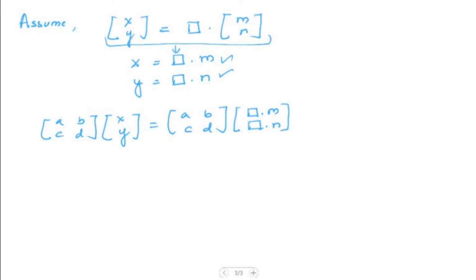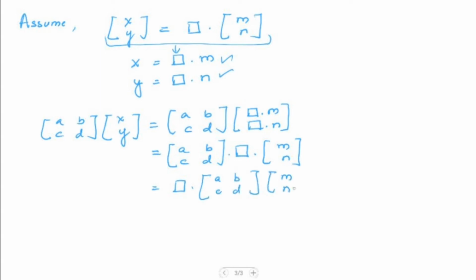Now this here, you can say is equal to, if you take out the real number as common, so here you will have some real number times the vector mn, and now if you put the real number inside the bracket and if you solve this and factor it out, you will get here the real number times A, B, C, D times m n.